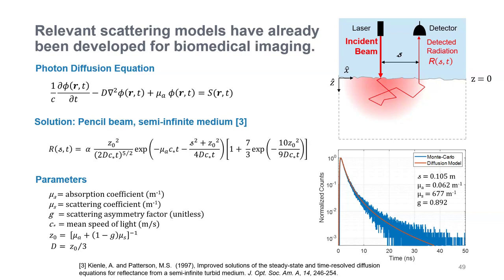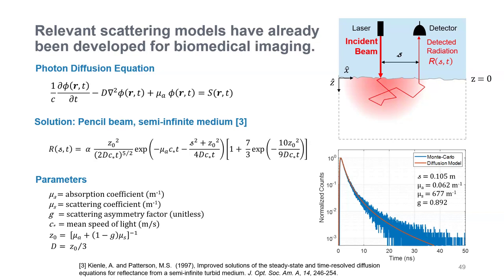And so an advantage of using the diffusion approximation is that it permits analytical solutions when the geometry of the scattering medium is sufficiently simple. And so a slab of snow fits that description. So I pretty much just borrowed my model from the biomedical optics literature. And so the model can be seen right here.